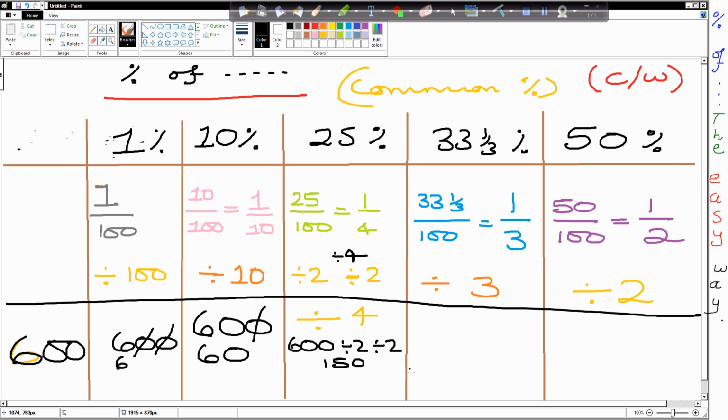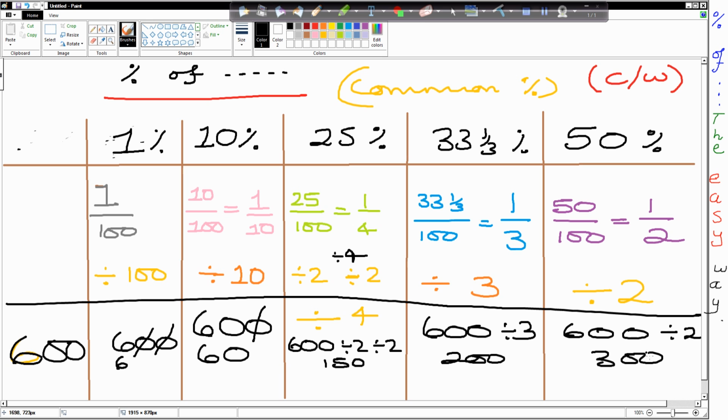Okay, I'm going to work out 33 and a third % of 600. Zainab, what do I do? We divide it by 3. So you've got 600. We divide it by 3. That gives us what? 200. Okay. Mr. Yusuf, 50% of 600, what do we do? You do 600 divided by 2. Which gives us? 300. Excellent. Okay. Is that nice and straightforward?